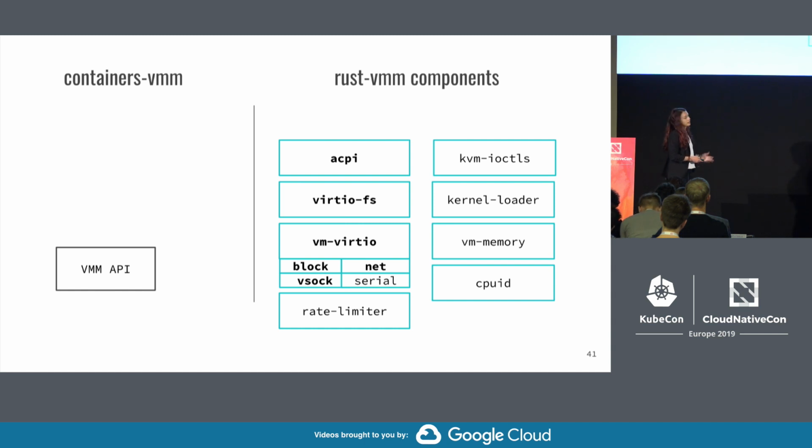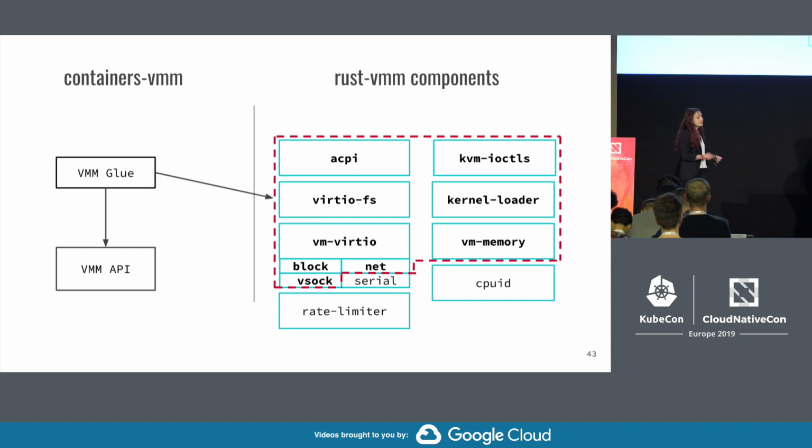But these components by themselves can't work. You can't have a VMM with only these components. So you need some other things as well. We are going to get the KVM wrappers. We also need a minimal kernel loader that is going to load our kernel image into the guest memory. And we also need the abstraction for the guest memory.